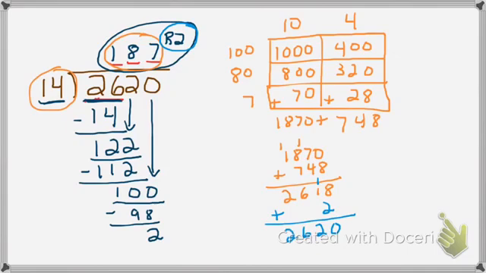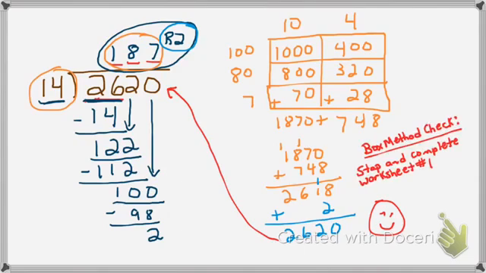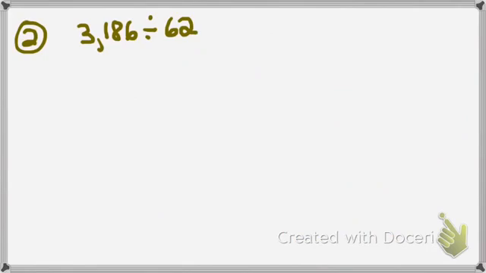And now I need to check to make sure that that answer is equal to my dividend, which is my number inside the box. They're both 2,620. They are indeed equal. So yay, I'm happy. My answer checked out. If you're a box method checker, please stop the video right now and complete worksheet number 1. Let's take a look at example number 2.